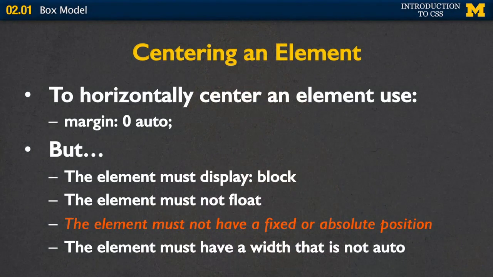And so the default way to do this is to use the command margin 0 auto. If you remember, that first 0 stands for top and bottom, so it's not really going to care about that. The auto is what puts it left and right. Now, this is only going to work if the element is display block, if the element is not floating, if the element has a width that's not auto, which means that you set it, and if the element is not fixed or absolute position.